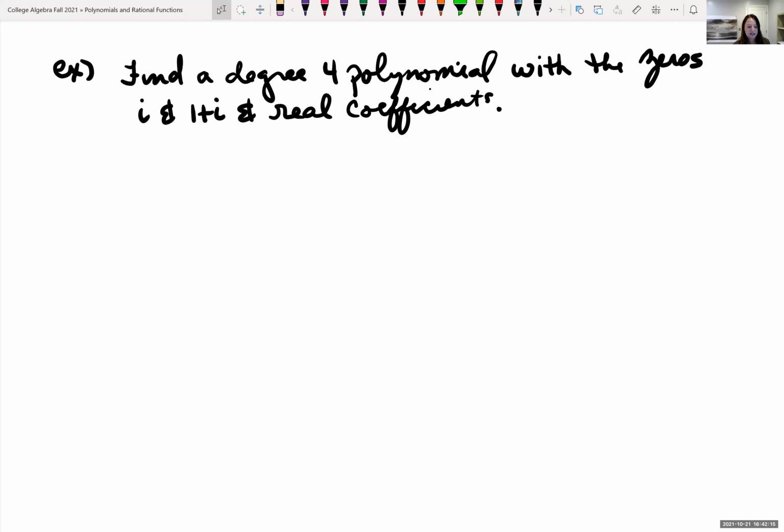So the next example says, find a degree 4 polynomial with the zeros i and 1 plus i, where our polynomial has real coefficients. So let's use the fact first with i. If i is a zero, then by the conjugate pair theorem, negative i must also be a zero.